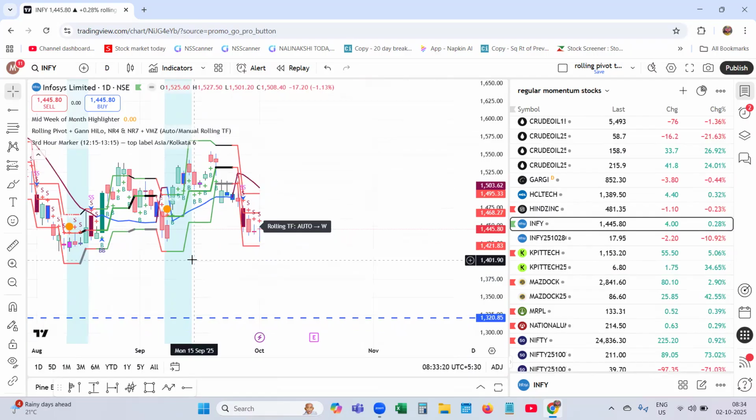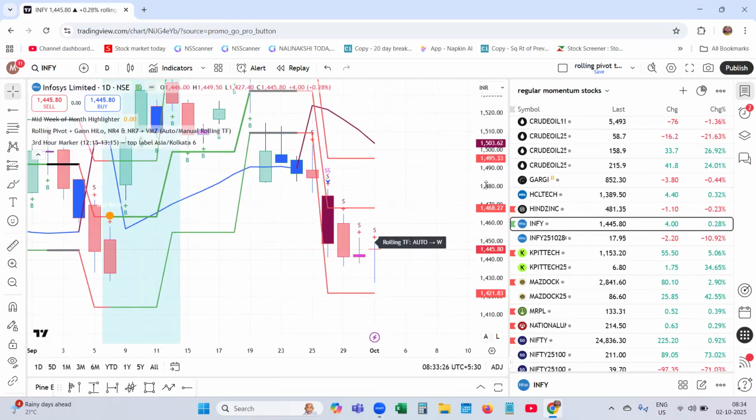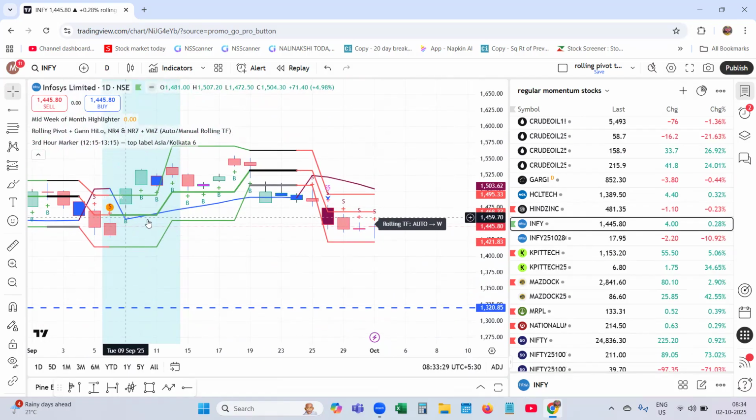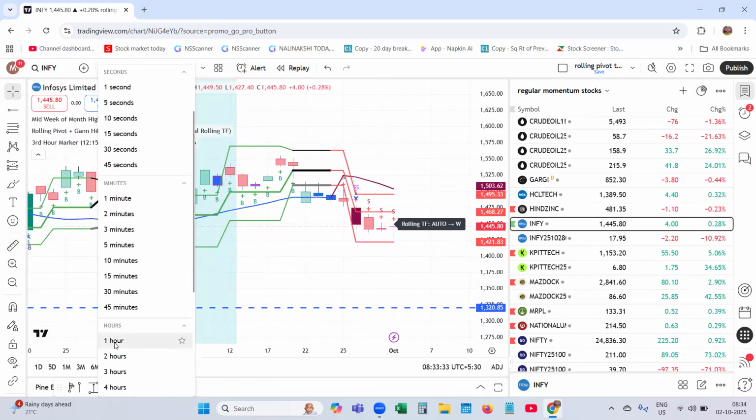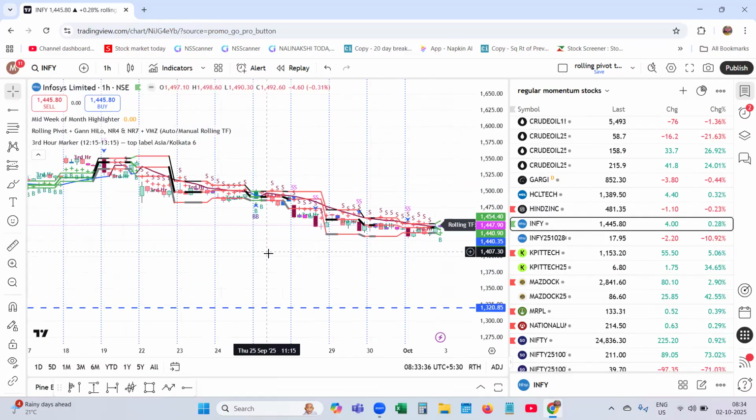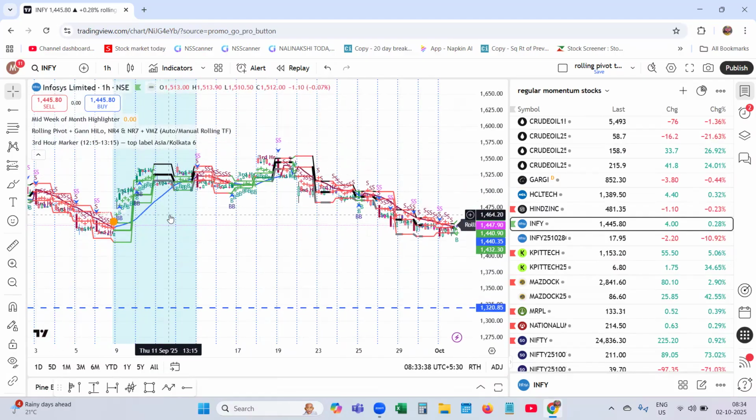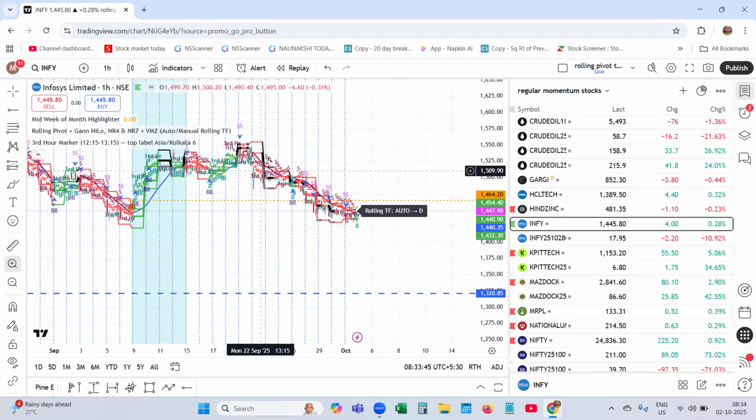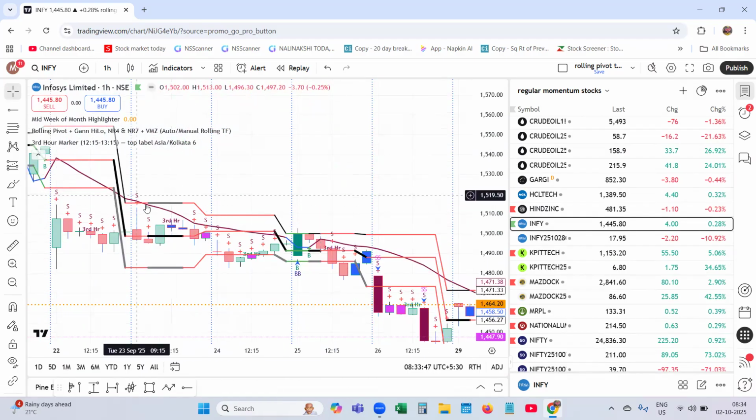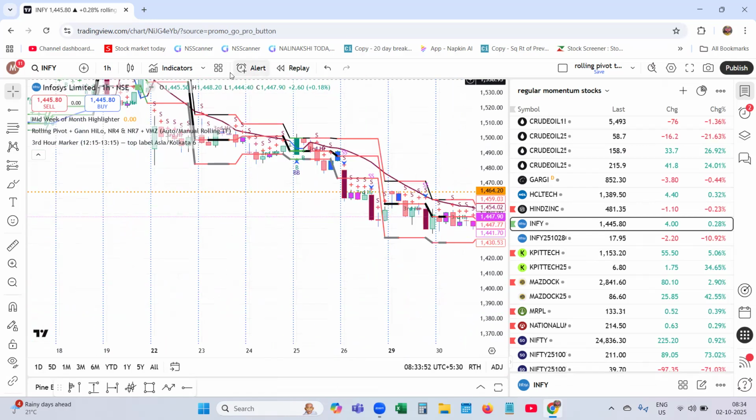Infosys, you can see the pivots are still red. I am on the daily and it has broken below the midweek of the month. So if I change it to hourly, you can see the midweek of the month running blue coded. So it is the breakdown level. So you can plan with the rolling pivot, you can take a directional move, a short trade, you can hold the short trade.